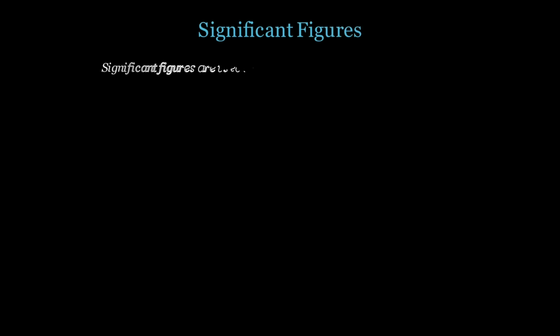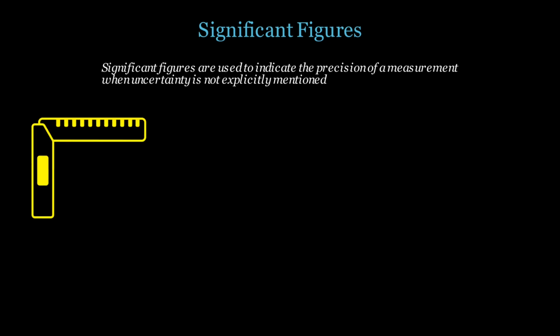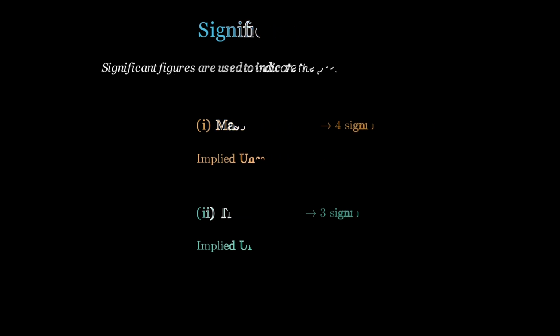Sometimes, uncertainty may not be explicitly stated. In such cases, we often infer it from significant figures. Simply put, these are the meaningful digits in a number, and there are a few basic rules we follow to determine how many significant figures a number has. So now, let's look at these rules to figure out how it all works.